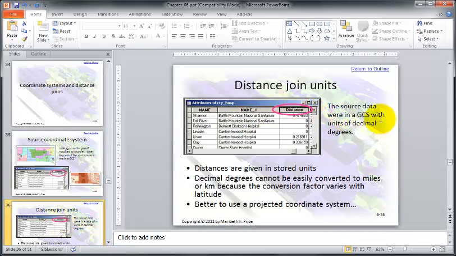The source data were in a geographic coordinate system with units of decimal degrees. The distances are given in stored units. Decimal degrees cannot be easily converted to miles or kilometers because the conversion factor varies with the latitude. It's better to use a projected coordinate system, which is why we'll 99% of the time use a projected coordinate system. You don't need to know exactly what that is at this point, but we will be using them, and you can recall this when we get to that portion of the course.